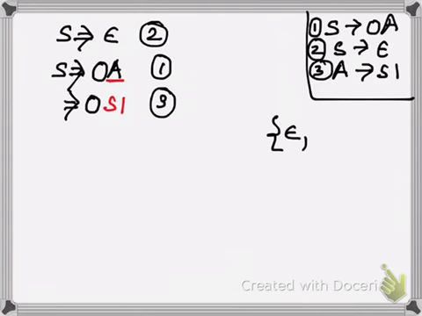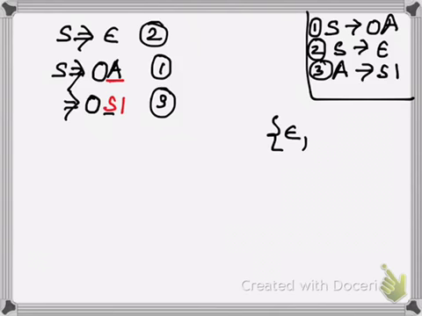Again, this is not just a string of terminals, so I cannot stop here. I'll continue. Now again I have a choice. I have S, and I have to expand S now. I can pick production number 1 or production number 2.